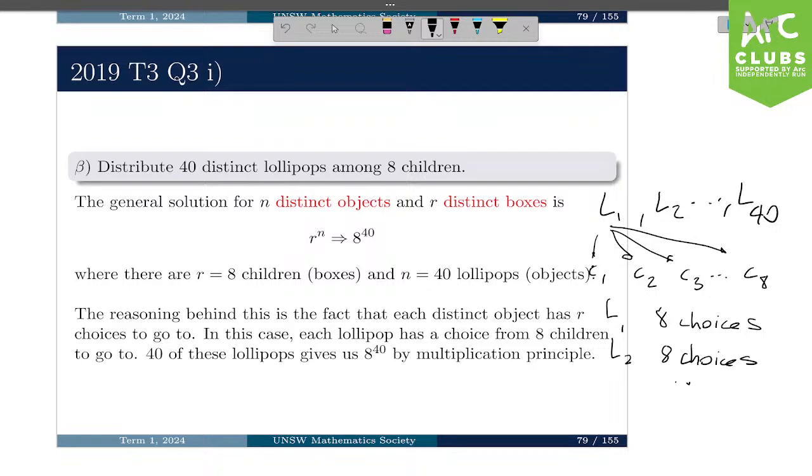And we note that this argument works similarly for all the lollipops. So since lollipop 1 has 8 choices, lollipop 2 has 8 choices, since all of them have 8 choices, 40 lollipops, it'll just be 8 to the 40. So we get there's 8 to the 40 distinct ways to distribute our 40 distinct lollipops among the 8 children. So are there any questions for that? Okay.